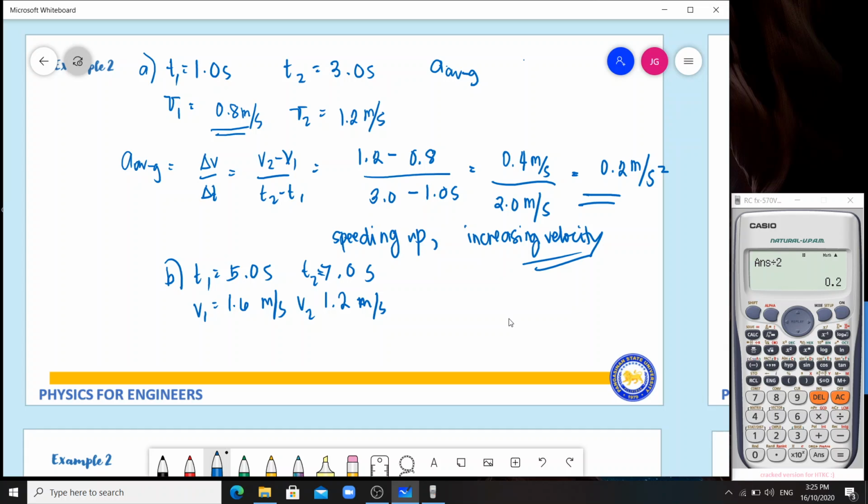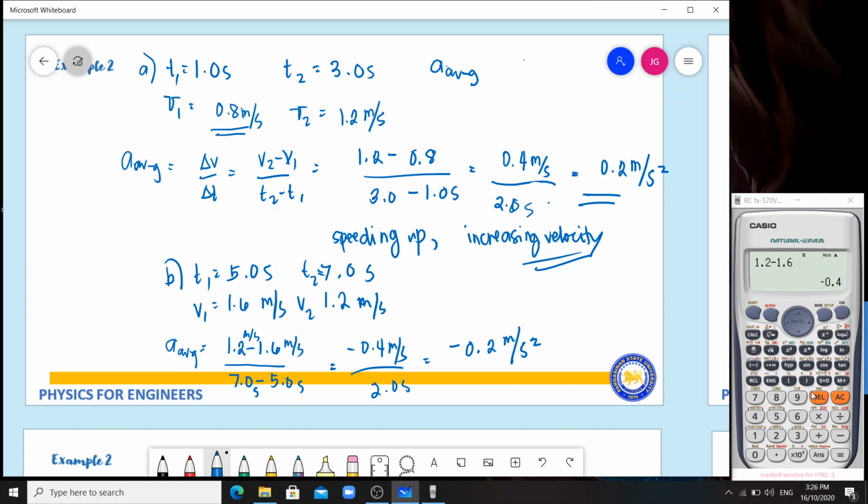So, ano bang gagawin natin dito? Ayan. So, ang gagawin natin is, kunin ulit si average acceleration. Okay. So, that is equivalent to 1.2 minus 1.6 over 7.0 minus 5.0. Meters per second, seconds. Okay. So, 1.2 minus 1.6, ganun pa din, negative 0.4, okay, over 2.0 seconds, and then ito ay equivalent din sa negative 0.2 meters per second squared.